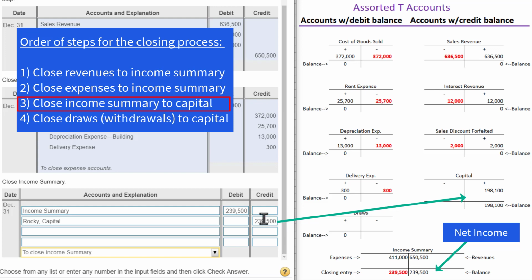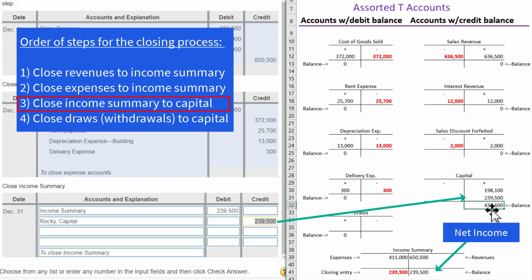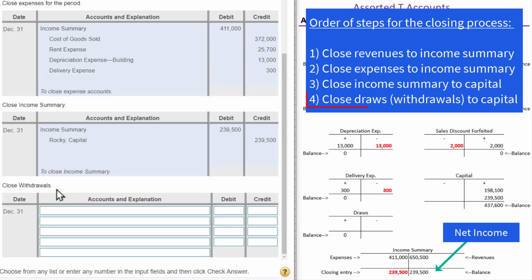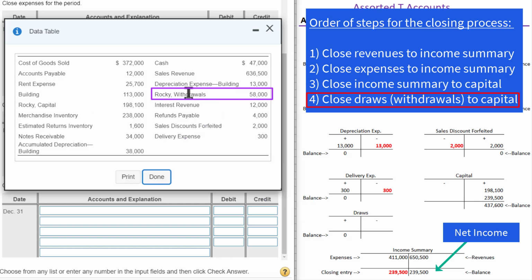So now let me actually put this 239,500 so we can see what our new balance is. All right, so I'm going to check my answer. And we've got one more thing to do. We're going to close the draws. So here's my drawing account down here. I need to find out what the drawing amount is. Where is it? Here it is.